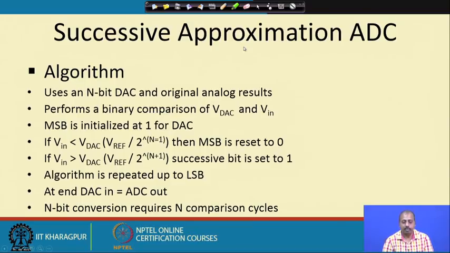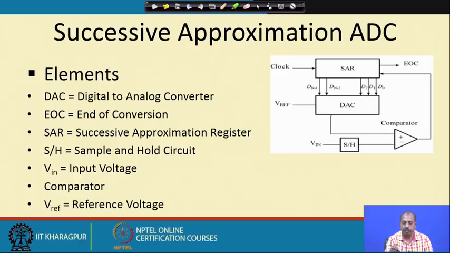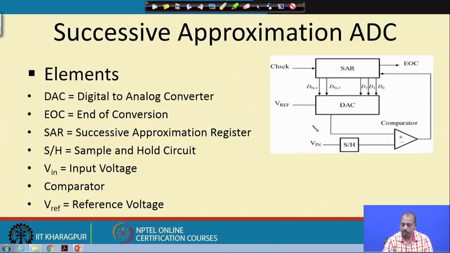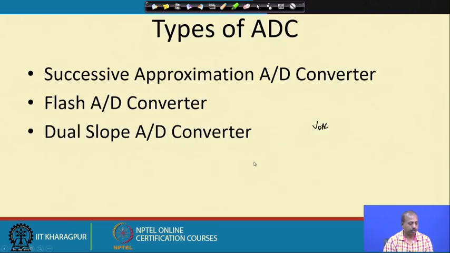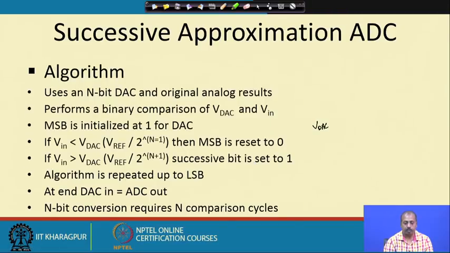This SAR, successive approximation type ADC, uses an n-bit DAC and performs a binary comparison between the voltage coming out from the DAC, V DAC, and V in. So, this is the V DAC coming out of the digital to analog converter. V DAC and V in are compared.